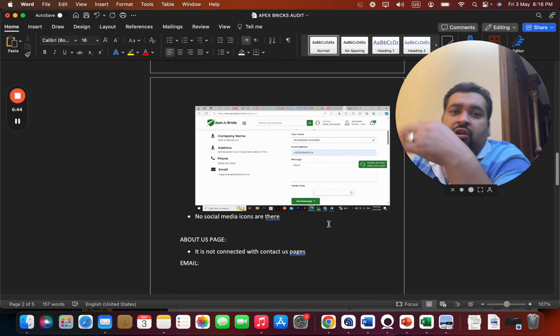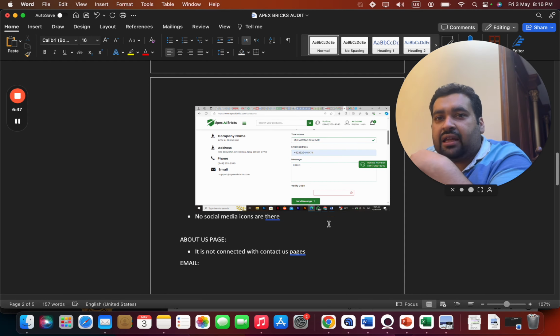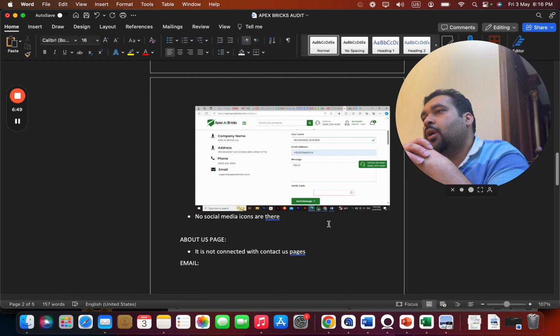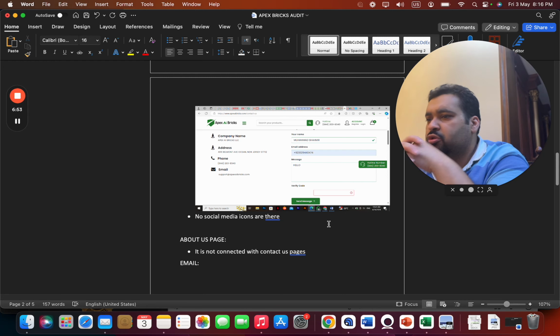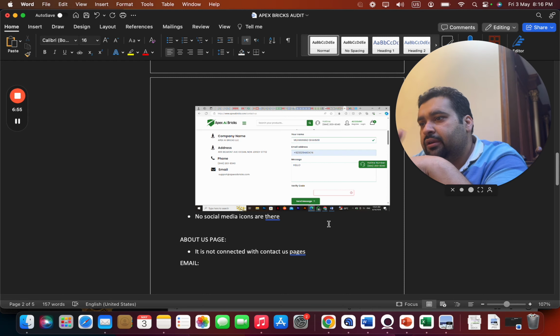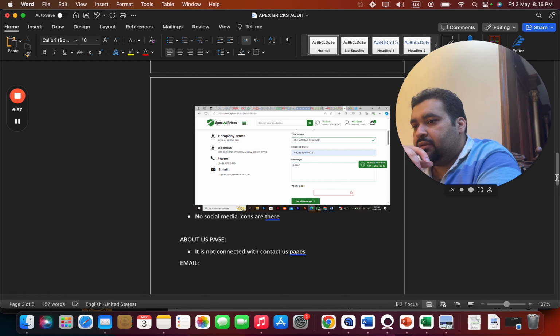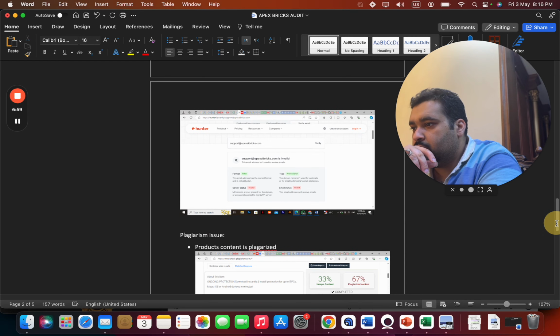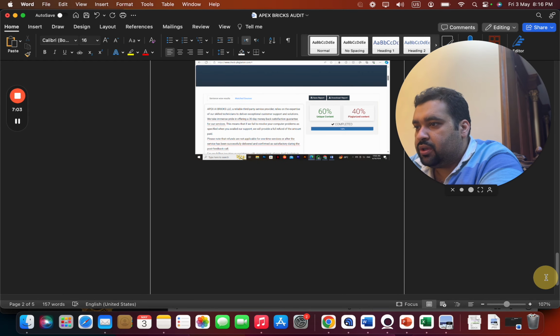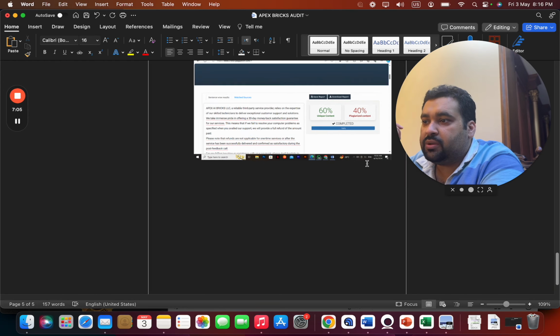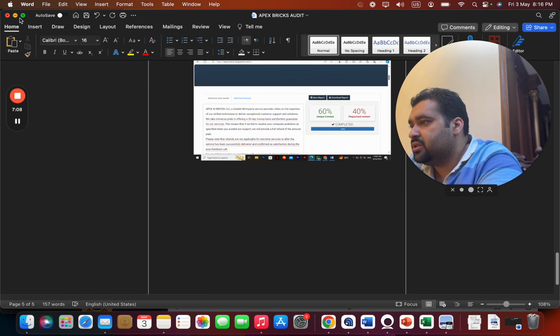We also figured out some interlinking was lacking. The about us page was visible on the main page, but it was not visible on the contact us page, so we thought that it should be visible there as well. Then for the email, we looked for the email. The plagiarism issues were over there, like even 40% of the content was plagiarized. So we discussed those.